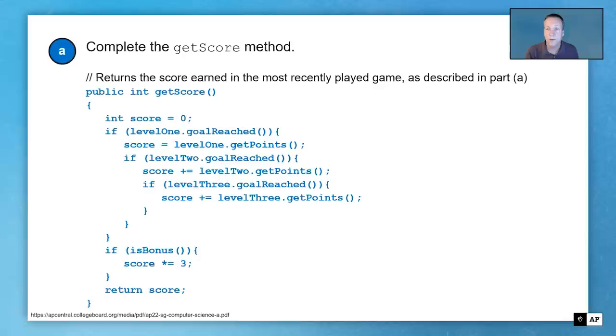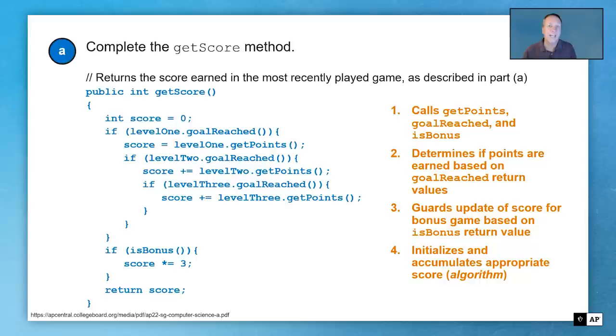So having those nested if statements, having a score variable that I initialize to zero and I multiply by three if it's a bonus, notice I have to return the score at the end. This seems like a lot. But one of the approaches I want you to think about when you do a free response question is, even if I don't understand every part, can I do the parts that I do understand? And what I want to do is look at the points that you would receive when scoring this question.